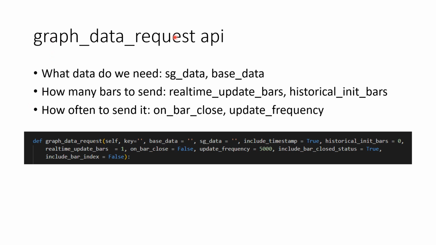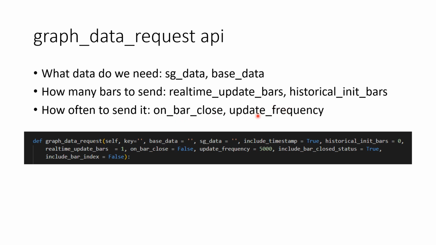So the graph data request API basically looks like this. It has a bunch of parameters, and I'll go over the categories of these here. Basically it addresses 3 different questions, right? What data do we need, which we define using these 2 parameters. One is which subgraph data we need, and then what base data we need. How many bars to send, so how many real-time update bars to send and how many historical init bars to send, and how often to send it, right?